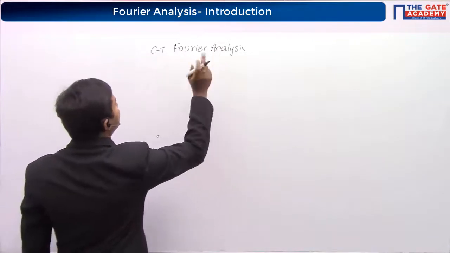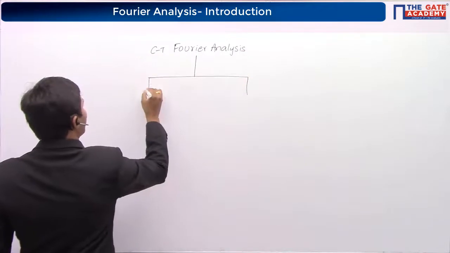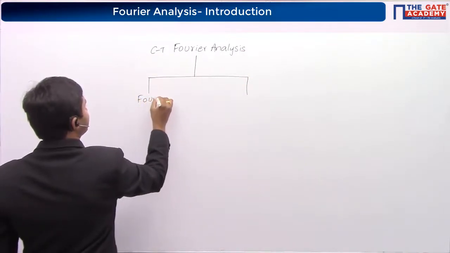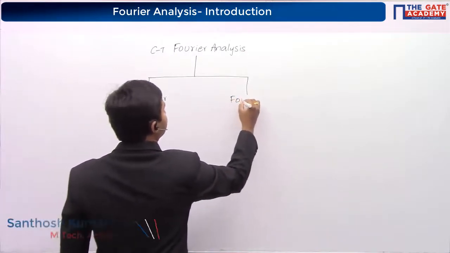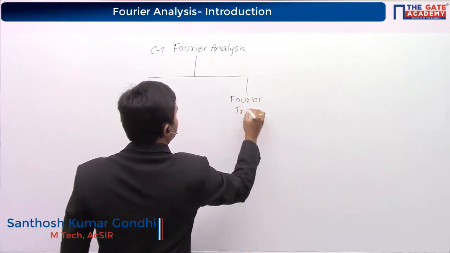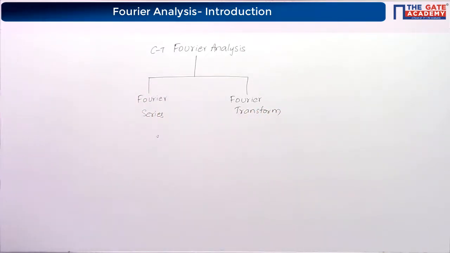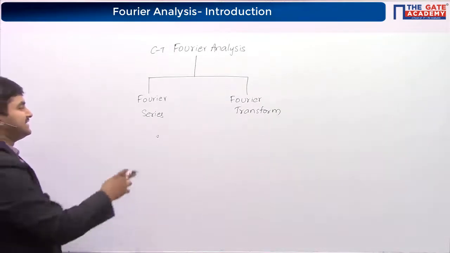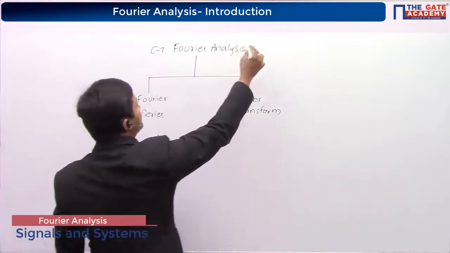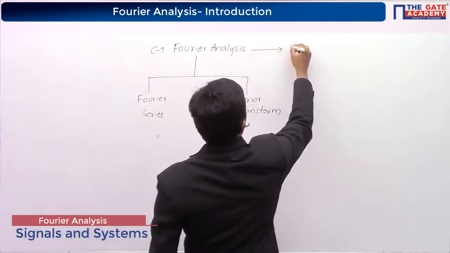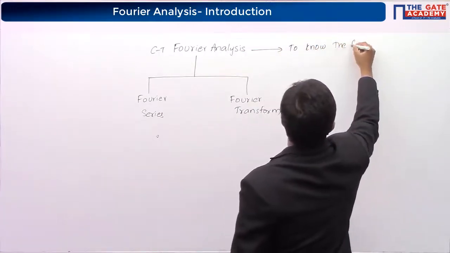Right, so continuous time Fourier analysis is majorly divided into two parts. One is Fourier series and the other is Fourier transform. See, both of them have the same purpose. The purpose is to know the frequencies present in the signal.